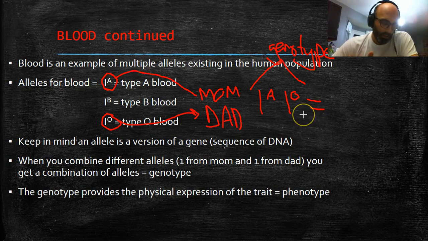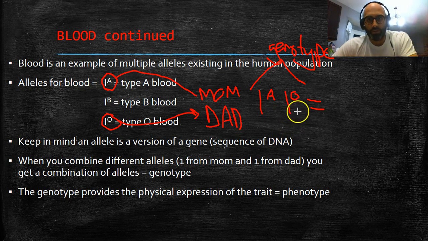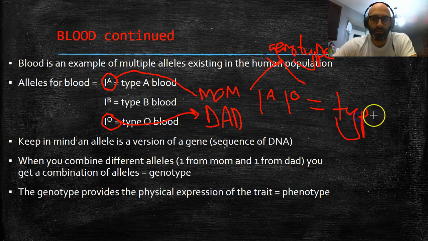Well, without getting into too much detail, A is a dominant gene over the O. So this will result in you having a phenotype, the physical expression of blood type A. So that is in fact the phenotype.